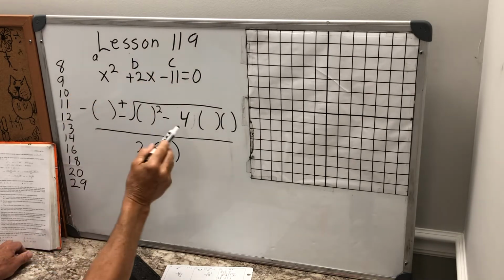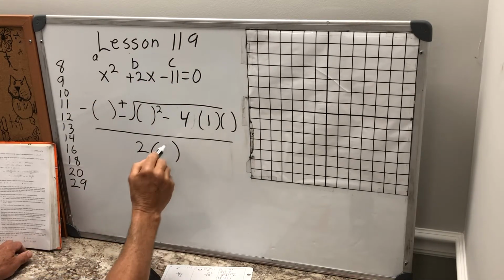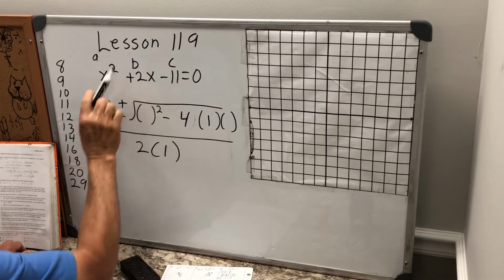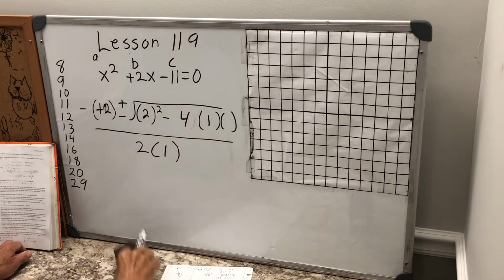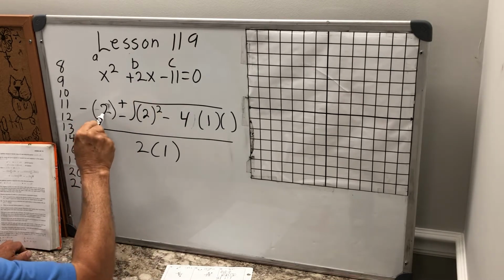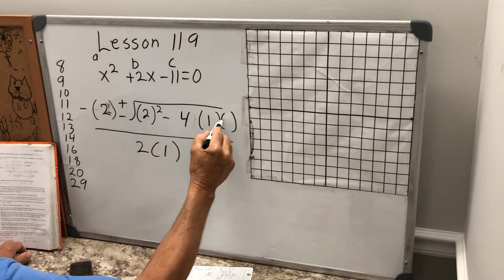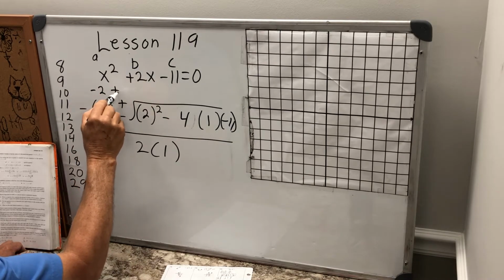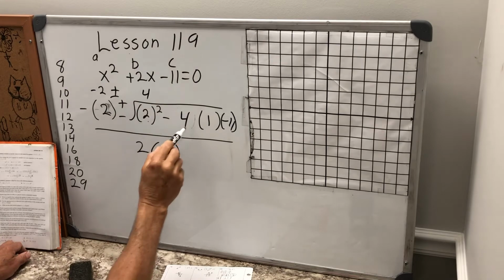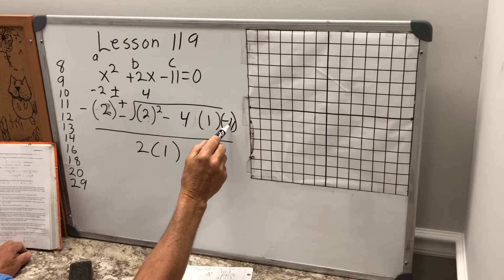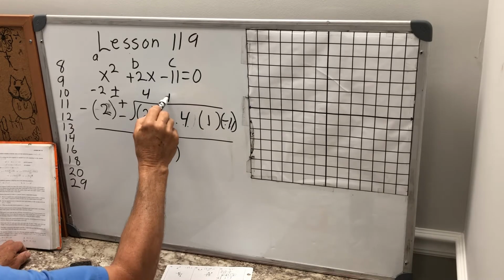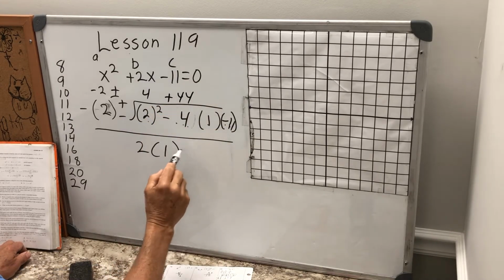A is understood to be 1. Where A is right here, this is positive 1, and this is positive 1. The B is a positive 2. And the C is a negative 11. Okay, easy enough to solve. This is a negative 2 plus or minus. 2 times 2 is 4. 4 times 11, that is 44. Times 1 is still 44, and 2 negatives makes a positive, so I have a positive 44.